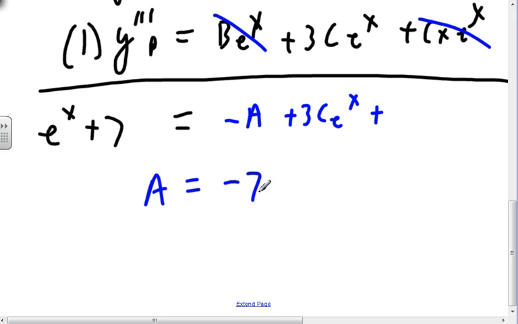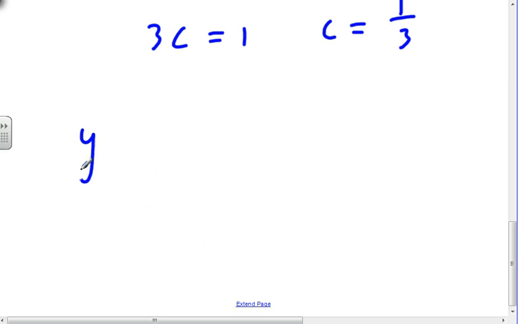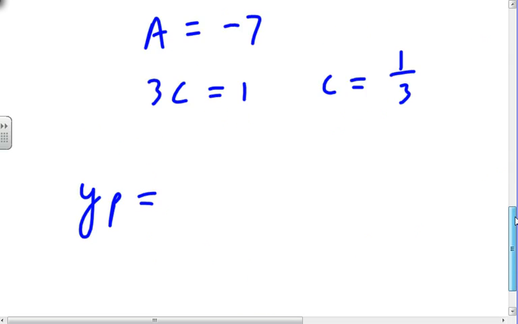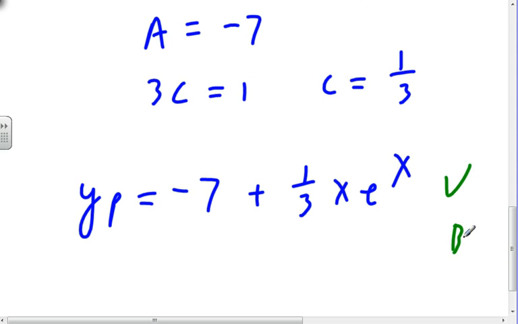So that makes it plus 7. And 3c has to be 1, so c is equal to 1 over 3. So final answer, y sub p is minus 7 plus 1/3 x e to the x. And this is problem number 20. Minus 7 plus 1/3 x e to the x. So it checks with the back of the book.